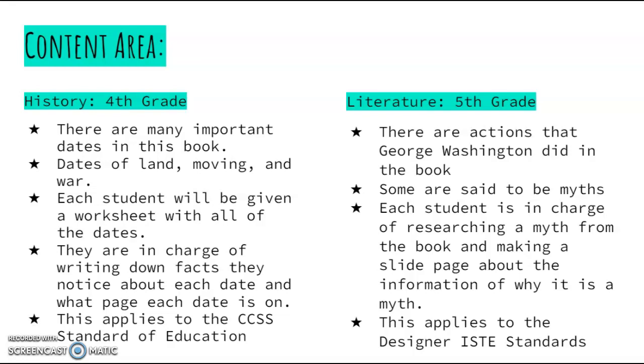Then for my second literature lesson plan for the 5th grade, there were actions that George Washington did, and some are said to be myths. So I want the students to research a myth that they find in the book, and then they will make a slide page on it and include all of the information of why it is a myth. This applies to the Designer SD standard.